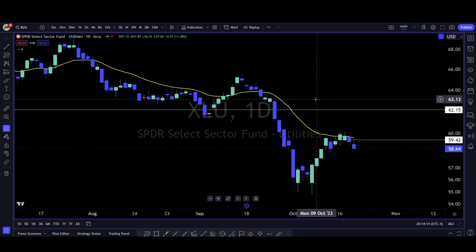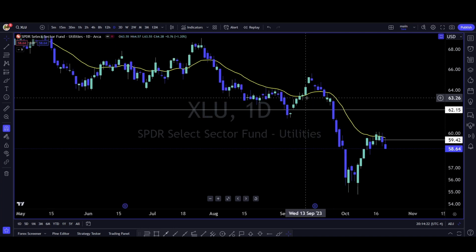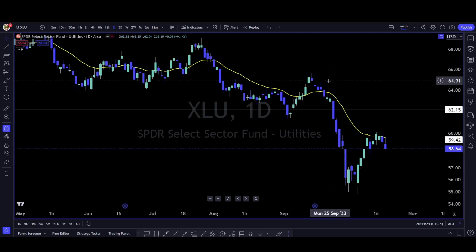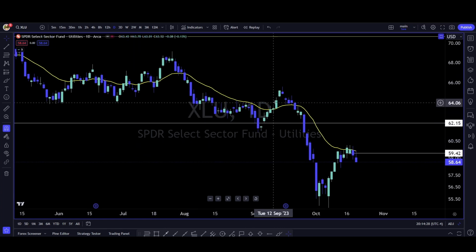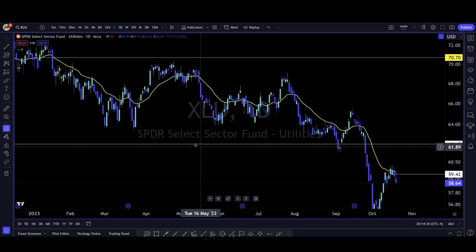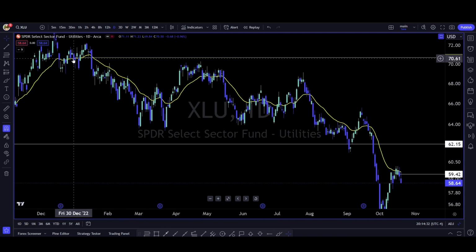Today we're going to talk about a trade that we put on in the XLU Spider Select Fund for the utilities industry. Basically, what we've decided to do on this trade was, you can literally see that this thing has been in a downtrend all year, noted by this yellow line, which is the yearly open.